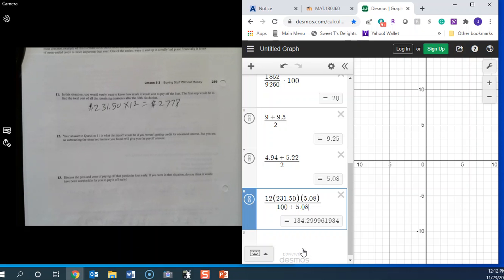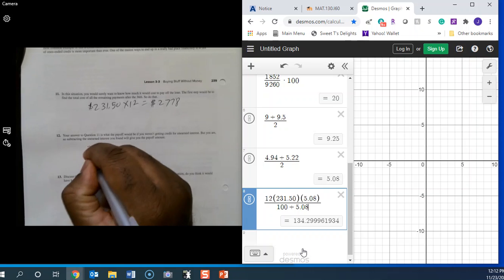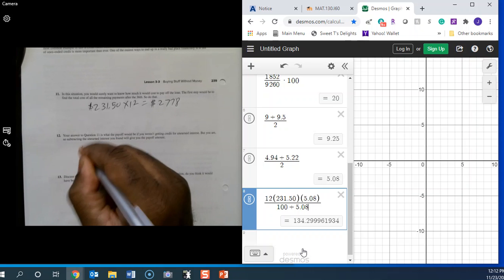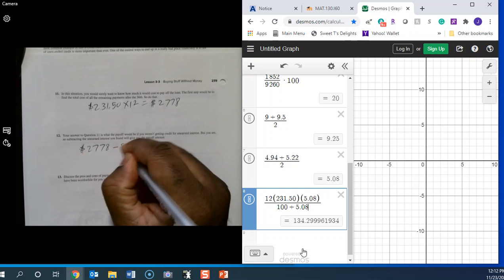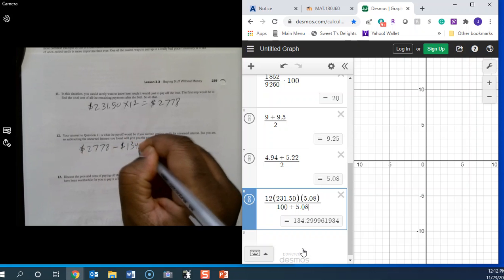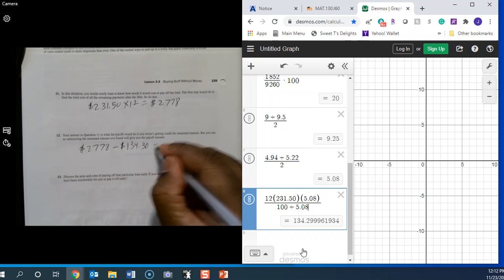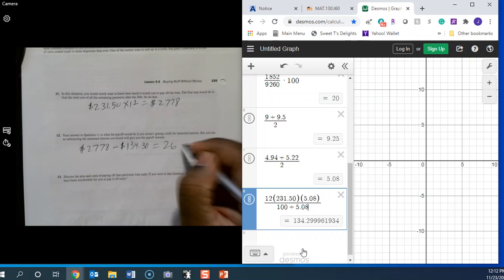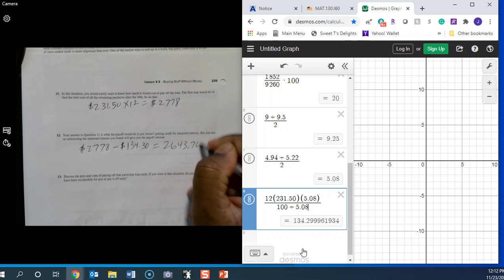Now, number 12, your answer to question 11 is what the payoff would be if you weren't getting credit for unearned interest, but you are. So subtracting the unearned interest you found will give you the payoff amount. So you had $2,778 minus the unearned interest, which is $134.30. So the payoff amount will be $2,643.70.